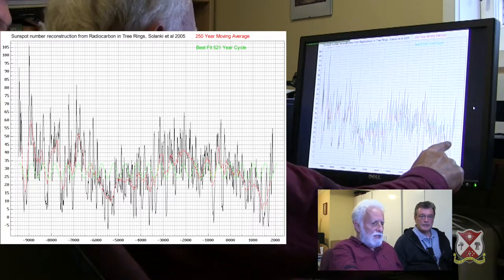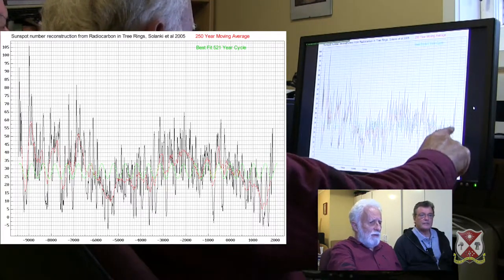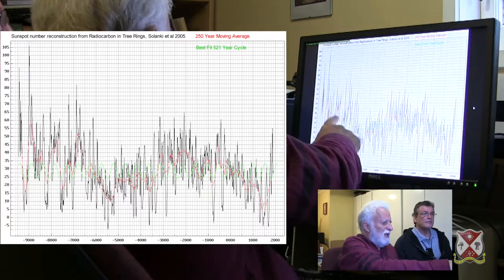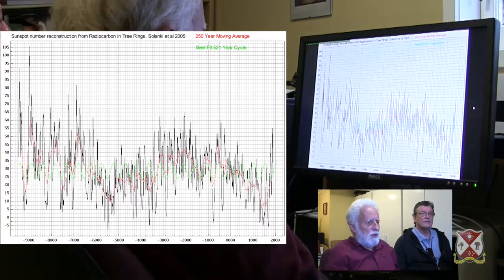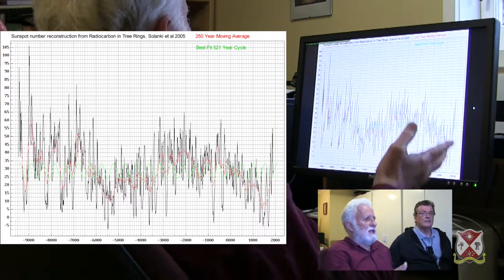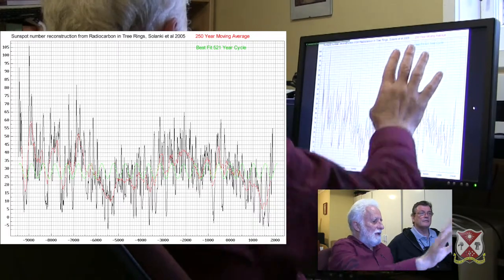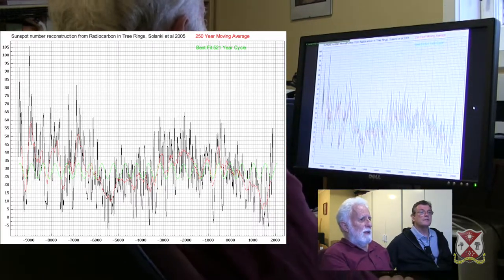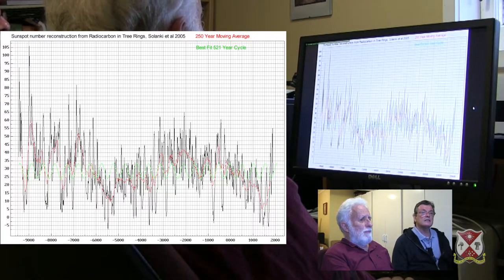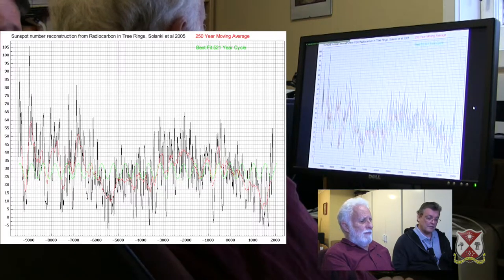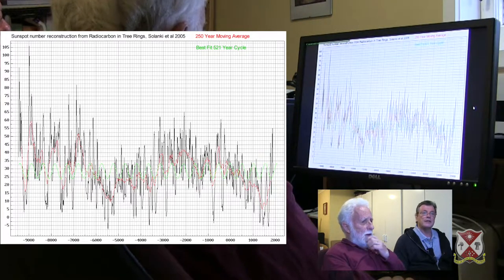And the green one's a little hard to see, but we're just seeing, does the red one follow that very much? It does a bit in places. It's not perfect by any means, but it tends to follow it. So we can say Wheeler seems to be right that there's something for that sort of sunspot period. Sunspot number reconstruction from radiocarbon and tree rings, Usoskin et al. 2005. The best fit is 521, correlating somewhat with Wheeler's 510 year cycle.